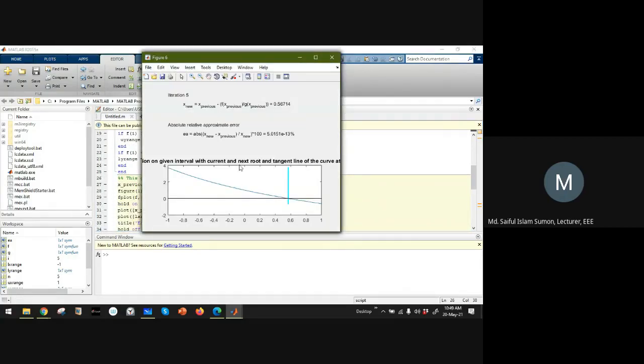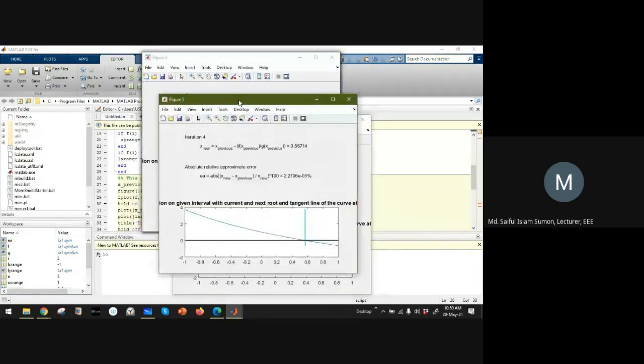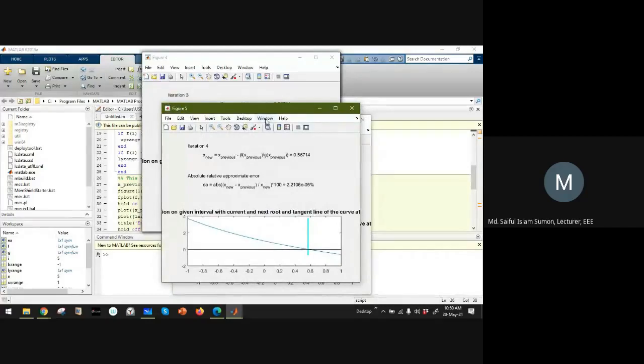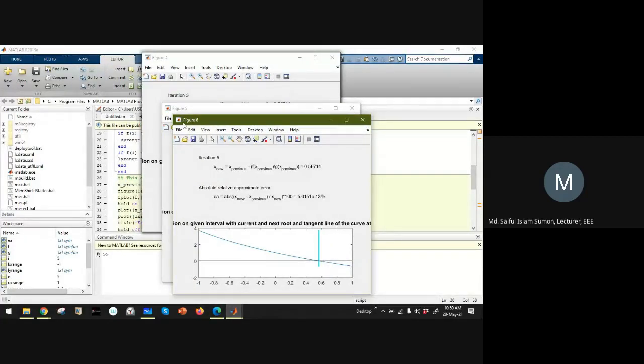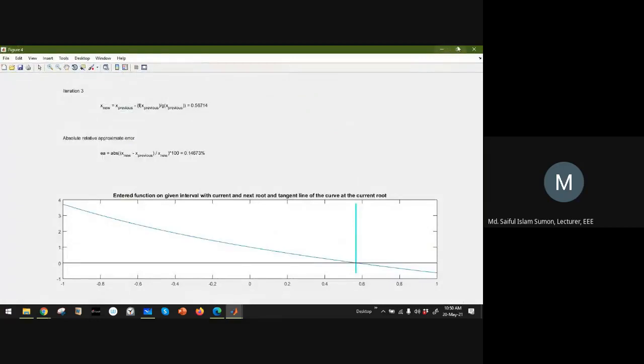So my computer is faster than I think. You can see, actually figure 6 has come here, okay? Figure 5 is there during the 4th iteration, okay? So you can see during the 5th iteration, figure 6 has come, okay? So all the figures have come just one above another, okay?